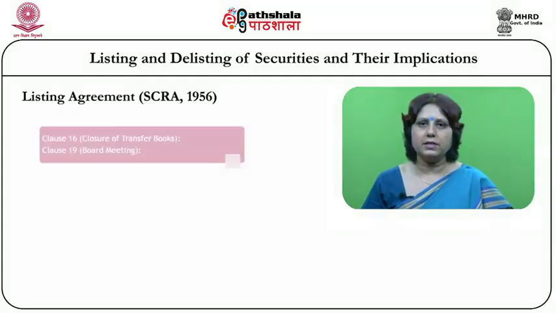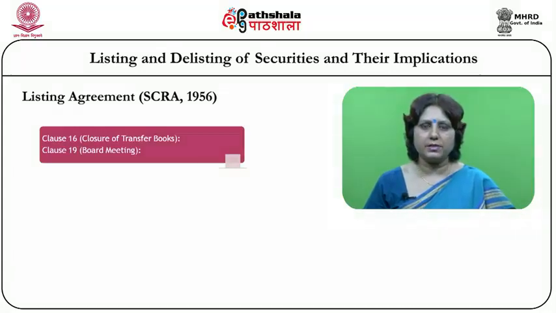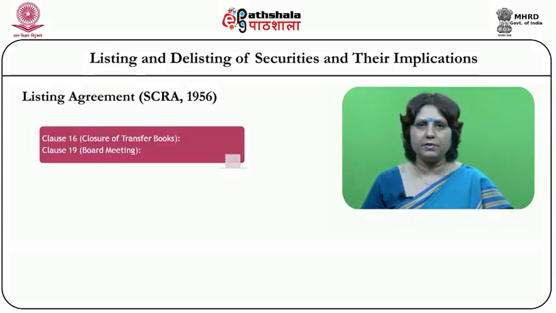So clause 16 talks about closure of transfer books, and it says that 7 days notice has to be given before a company declares its dividend or bonus, comes up with bonus issue or rights issue, or issues shares on the conversion of earlier issued securities. So 7 days notice of closure of transfer book has to be given to the stock exchanges, and similarly if derivatives on the stock are also available, then also 7 days notice is required to be given.